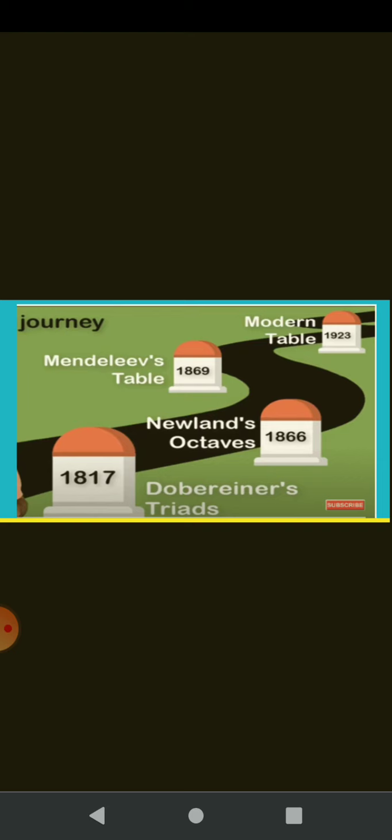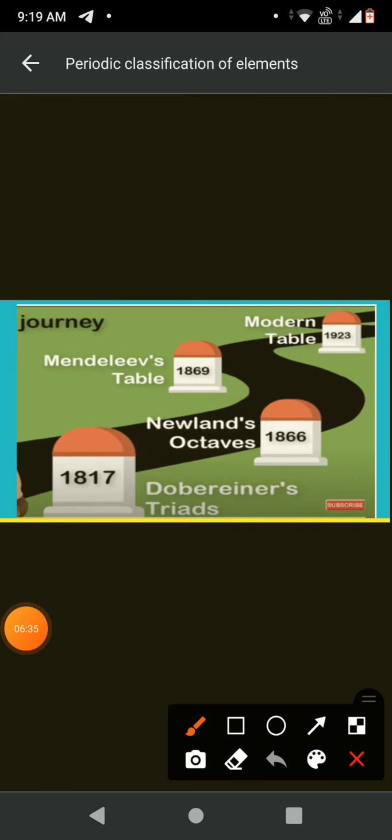And later on in 1923, a modern periodic table was formed, which was done by Henry Moseley. So one by one we will study all these classifications. Right now, the classification which we are following is the modern periodic table. But before studying this periodic table, first we need to understand the previous classifications and what their limitations were, so that we will be able to understand the modern periodic table.